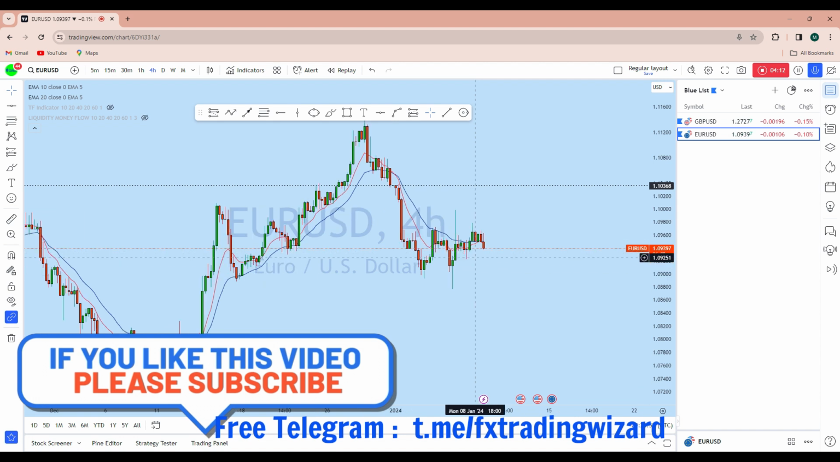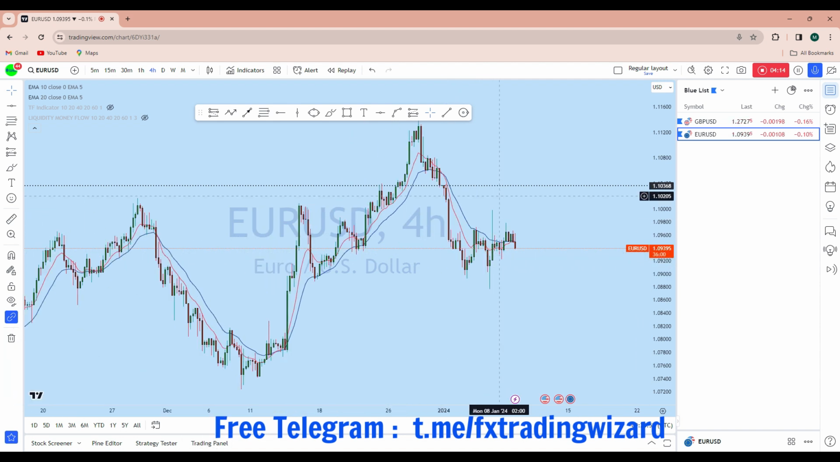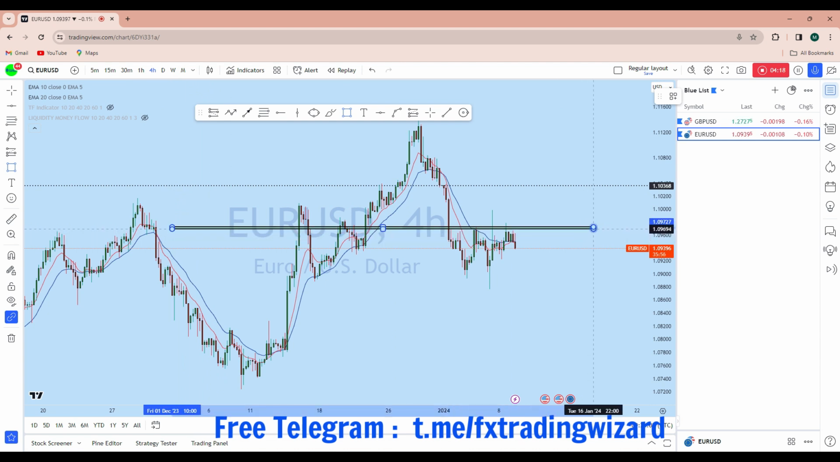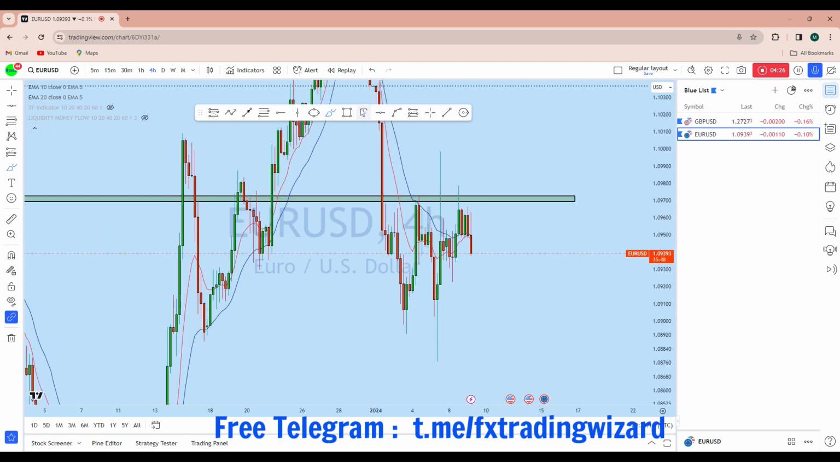This long wick candle also has a huge ATR in it, which has broken a very important level of resistance and formed a head and shoulders in that area. And we can expect on euro dollar for the price to drop to the downside.